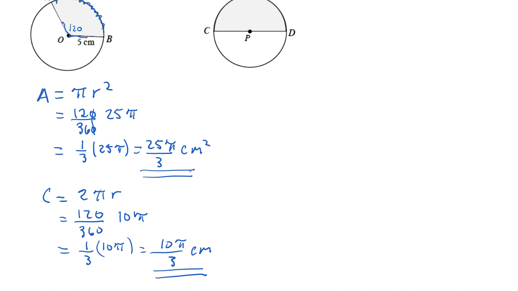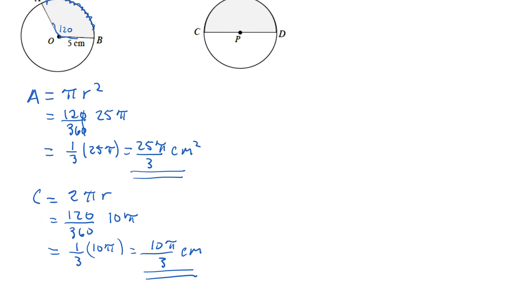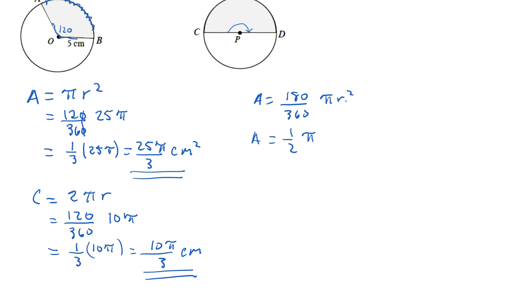So now in problem B, we're doing the same thing, but A equals 180 over 360 pi r squared, because this is the diameter, so that's from here to here is 180 degrees. So we also know that that's going to be 1/2 pi, and then r, what's the radius here? They tell us it's 6 inches, so that's going to be 36.